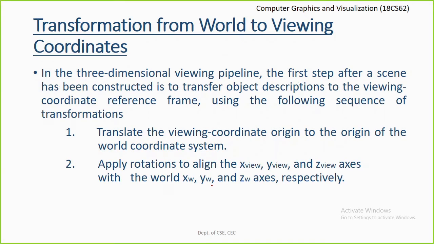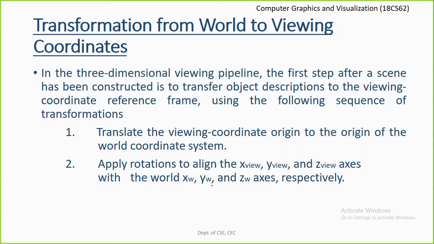Now, a very important concept: how to transform from the world to the viewing coordinates. Okay, so how do we transform from the world coordinates to the viewing coordinates? Let us look at the sequence of transformations that we need to go through to convert the coordinates from the world coordinates to the viewing coordinates. So in the three-dimensional viewing pipeline, the first step after the scene has been constructed is to transfer the object descriptions to the viewing coordinate reference frame using the following sequence of transformations.